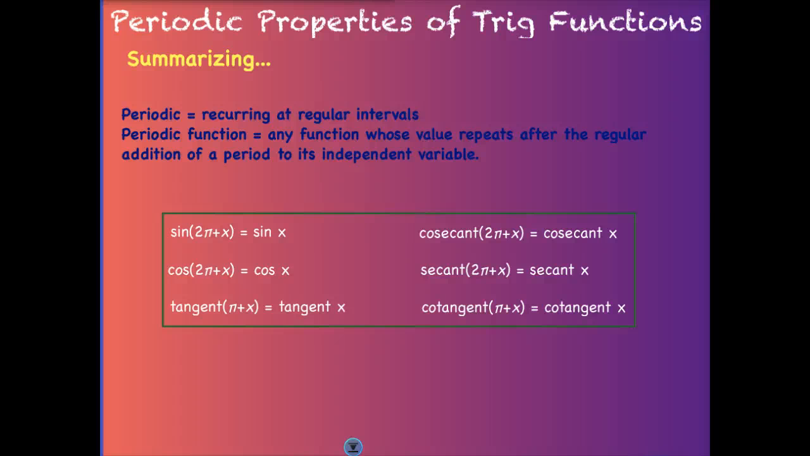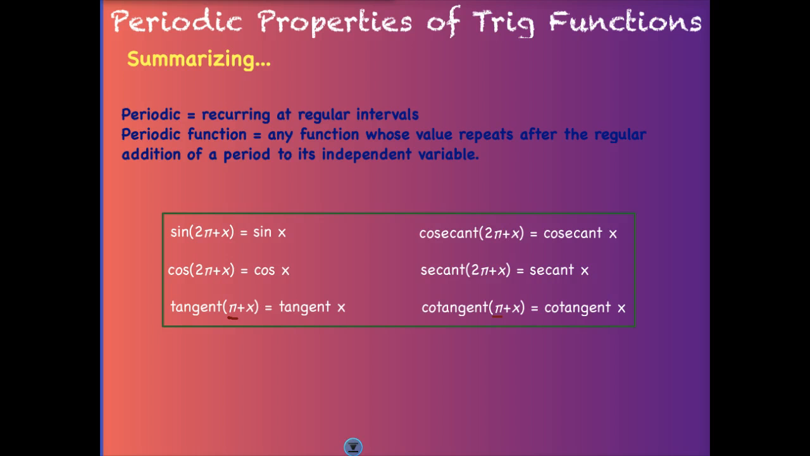Let's summarize. Periodic means that it recurs at regular intervals. A periodic function is any function whose value repeats after the regular addition of a period to its independent variable. So we just need to make sure we understand these periods. For sine, cosine, and its reciprocal functions, the period is 2 pi. For tangent and its reciprocal function, the period now is just pi.